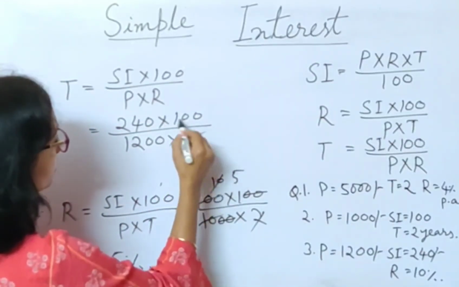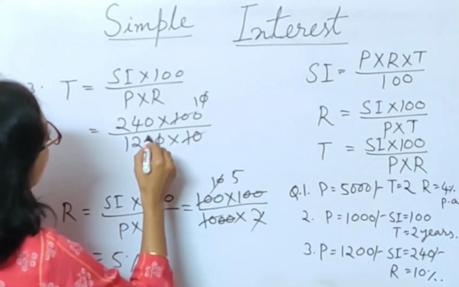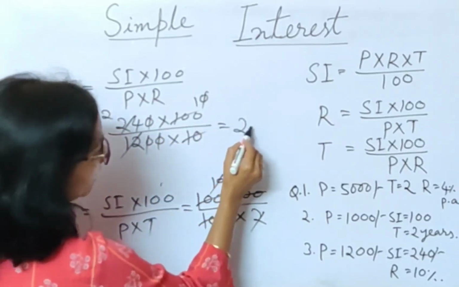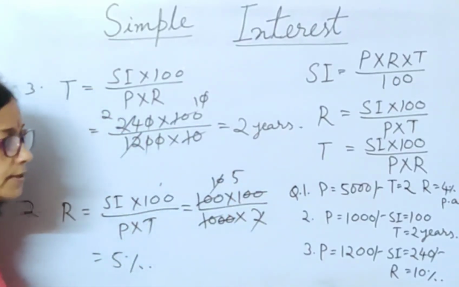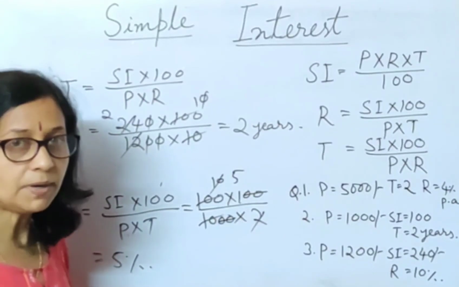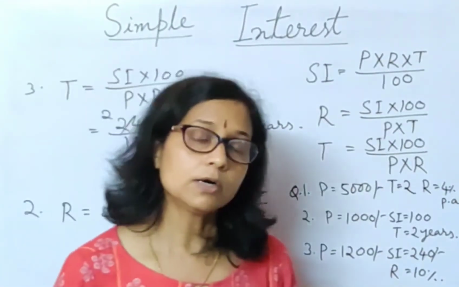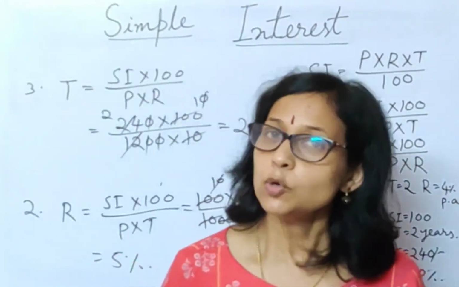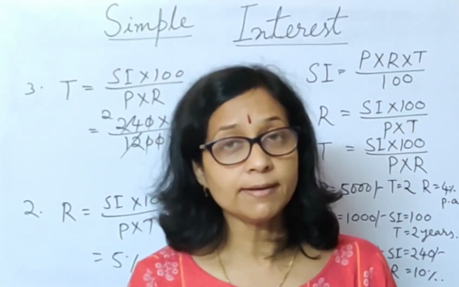Now let us calculate 10 times 100 here. Now the zeros cancel, and 12 twos are 24. So the time period we got is 2 years. So this is how we calculate simple interest, rate of interest and time period. Hope that with this small story and detailed explanation you have understood how to calculate simple interest, rate of interest, time period, etc.